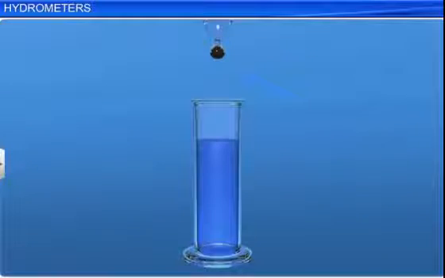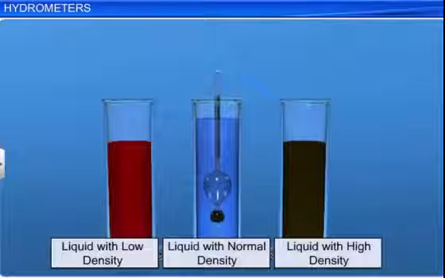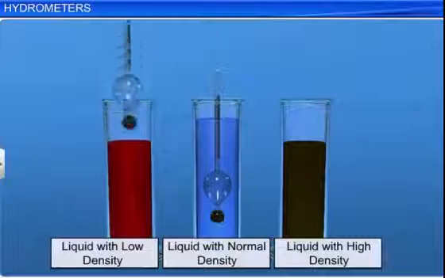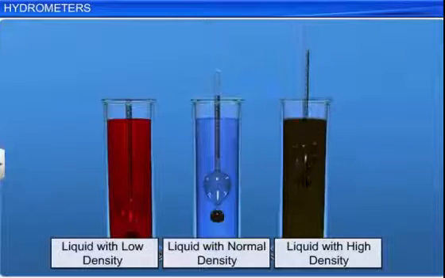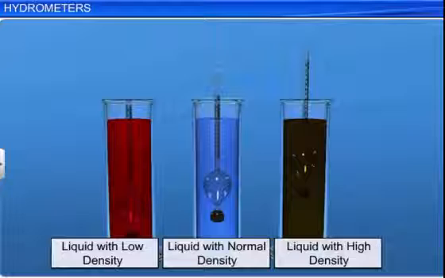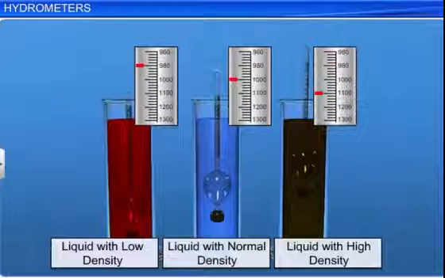When the hydrometer is immersed in a liquid, the weight of the liquid displaced is equal to the weight of the hydrometer. Since the weight of the hydrometer is constant, it sinks deeper in a less dense liquid and floats high in a more dense liquid. The mark corresponding to the liquid surface gives the density of that liquid.